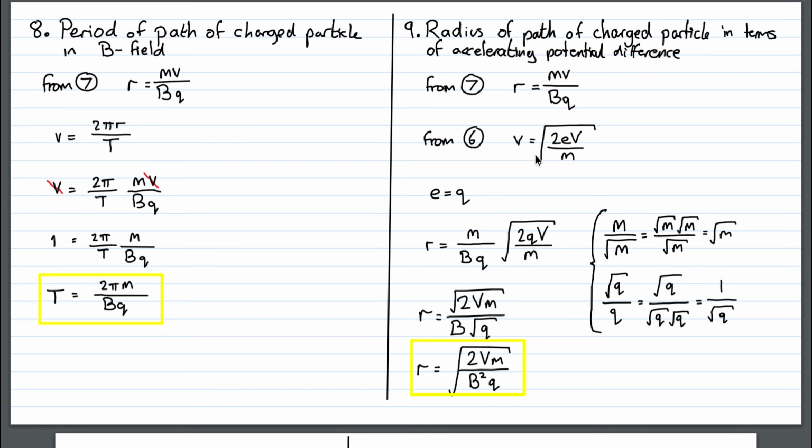What we could do is substitute this V into this equation. So equation 6 substitutes into equation 7 to replace that v. So equation 7 read r equals m over bq multiplied by v, but this is v instead, and it's q instead of e. Now, this is probably not the most sensible way of doing it, and someone's going to get all narked about the fact I've written these sorts of things like this, but it doesn't matter.